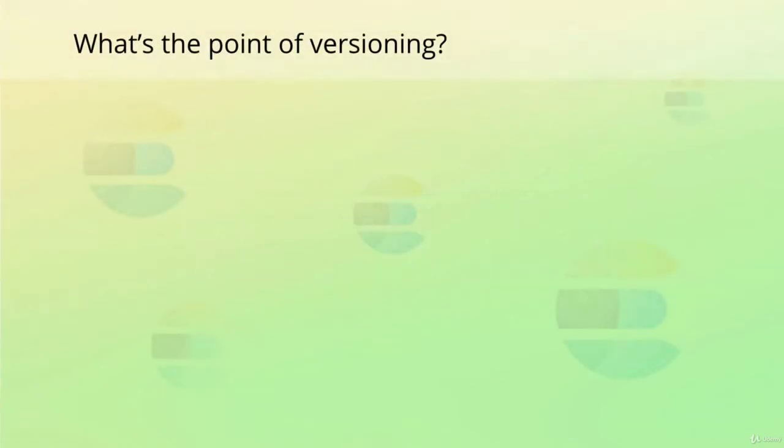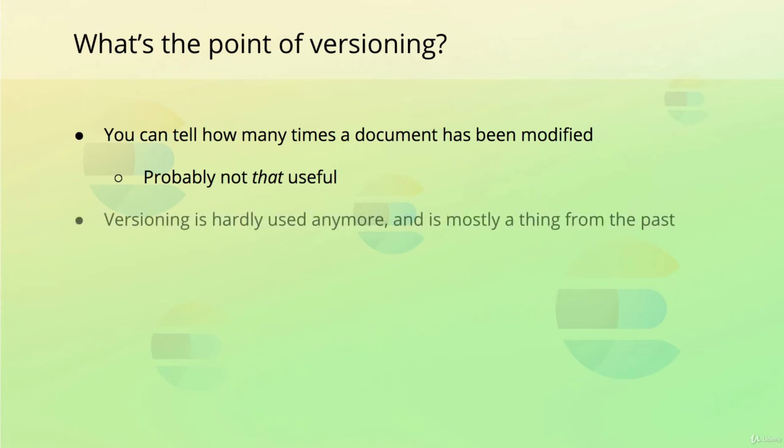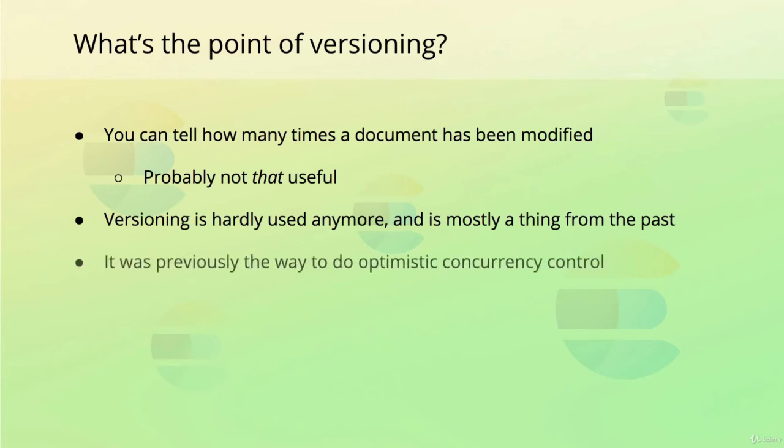So what is the point of this versioning, you might wonder? First of all, it enables you to tell how many times a document has been modified, although that's probably of limited value. To be honest with you, this form of versioning is not really used anymore, or at least it shouldn't be. The reason is that it has previously been the way to do optimistic concurrency control. We'll get into what that is in the next lecture. However, with the addition of primary terms and sequence numbers, this way of versioning is not best practice anymore.